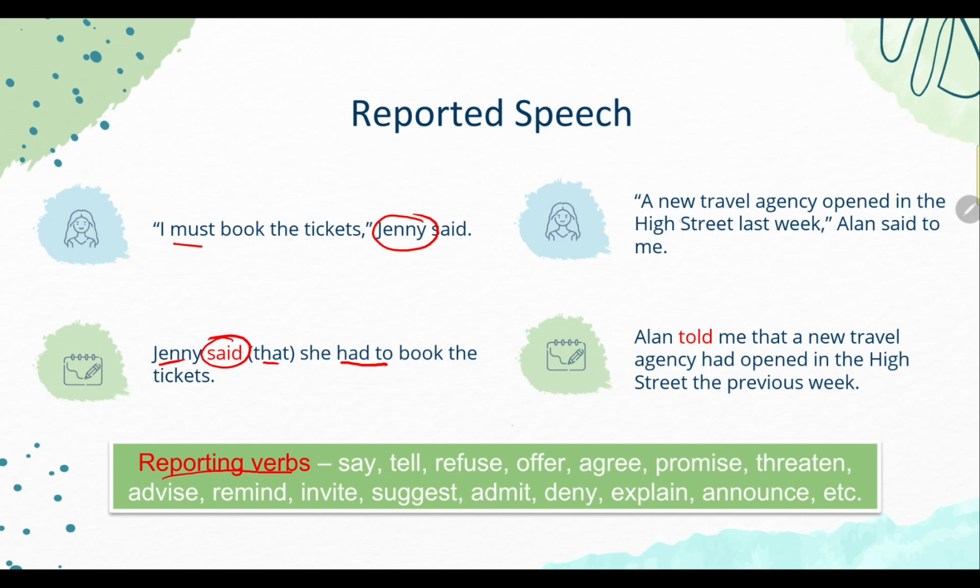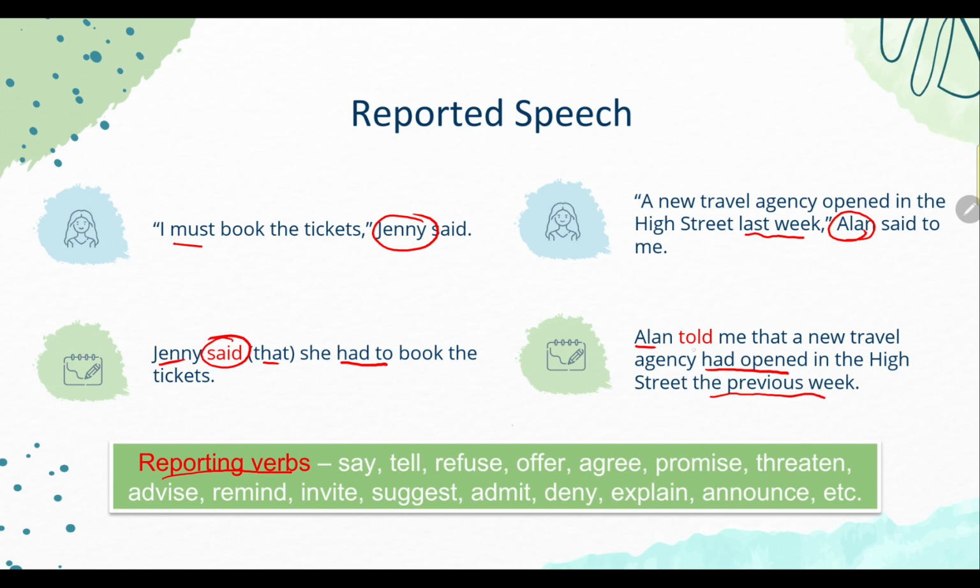Okay, another example. "A new travel agency opened in the high street last week," Alan said to me. So Alan will be the subject. Alan told me that a new travel agency had opened in the high street the previous week. So we can also use last week, tak ada masalah, but you can change it to the previous week as well.